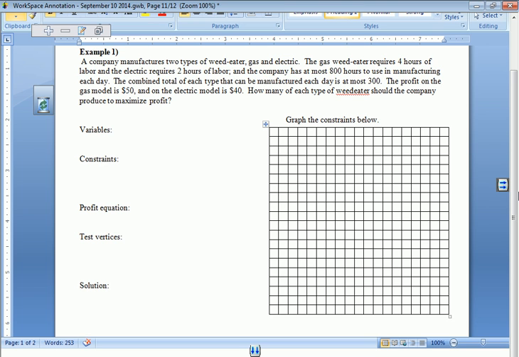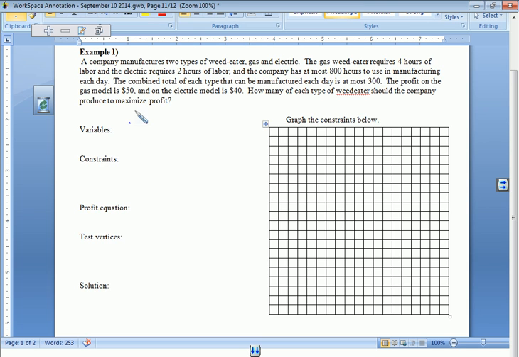Yes. For this one, it seems like if it costs 2 hours more of labor to get only $10 more of profit, it would just be all electric models. Okay, so that's your theory. You think all electric. Let's see if that's true. Let's see if that will give us the optimal solution. I like you thinking like that. What do I think it will be?